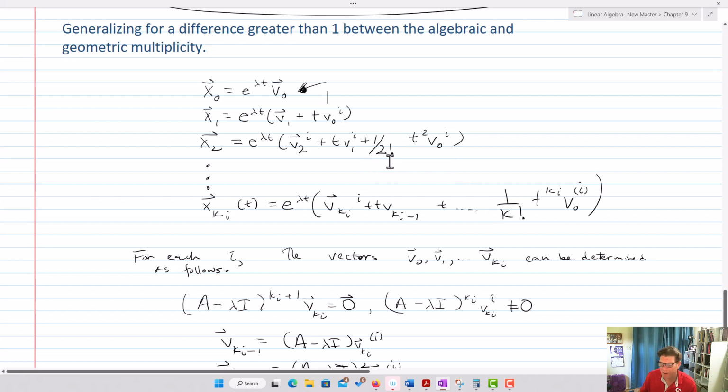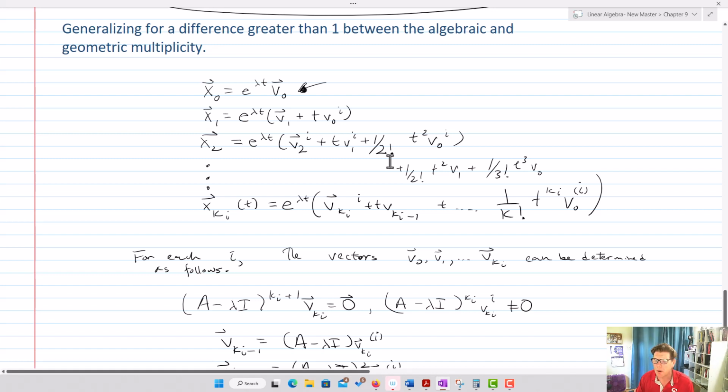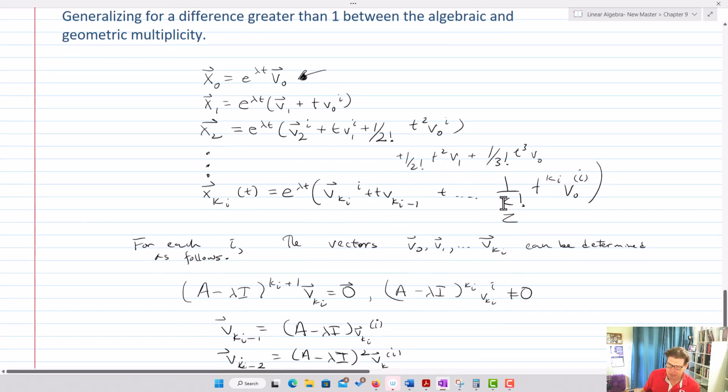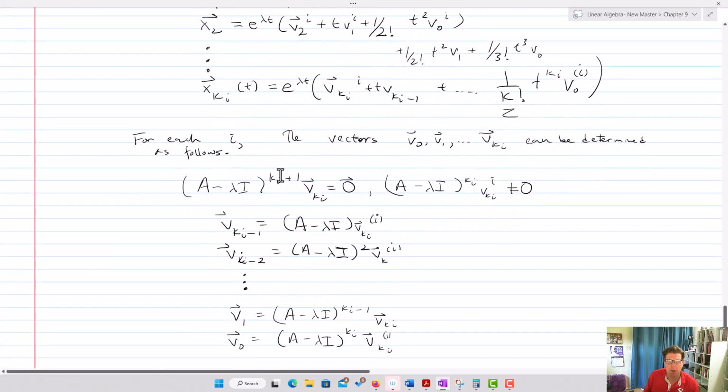So we just want to be aware that that's a piece there. And for each and every value, if we had 1 over 2 factorial t squared v naught, then we'd actually have 1 over 3 factorial t cubed. Well, actually, this would be the v1, then the v naught, and keep going and going until we get to our k values. And then we're going to have to figure out a way to find each one of those vectors, each vk. And this is what we're going to be doing.